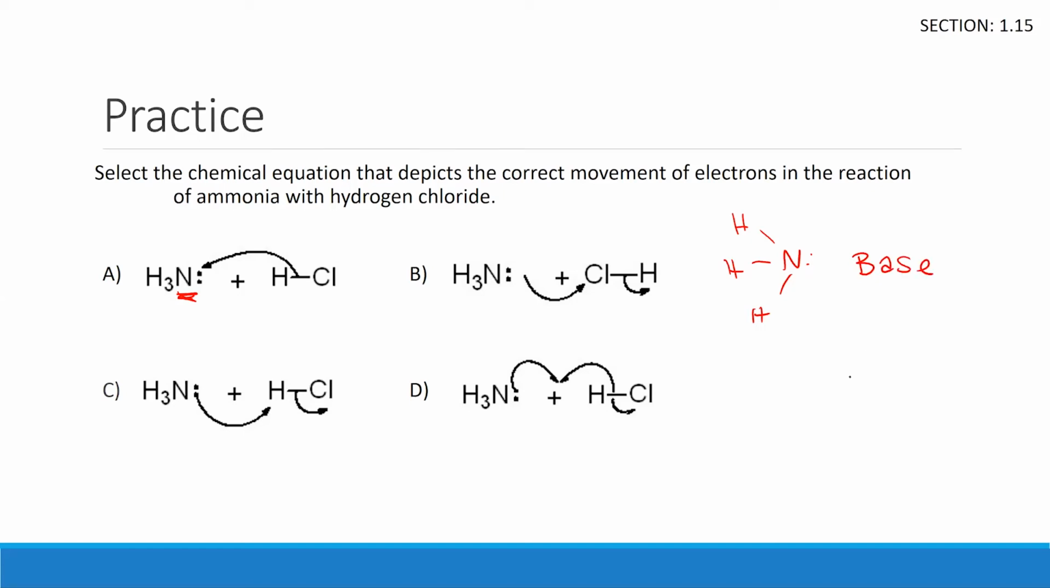And that means that the HCl would be the Lewis acid. It's going to accept the electrons. Okay, so that already tells us that we should be moving these electrons from here, from the base, somewhere to the acid. So if we look at our examples here, example A doesn't even do that. It moves it from our acid to our base. So we know that that can't be right.